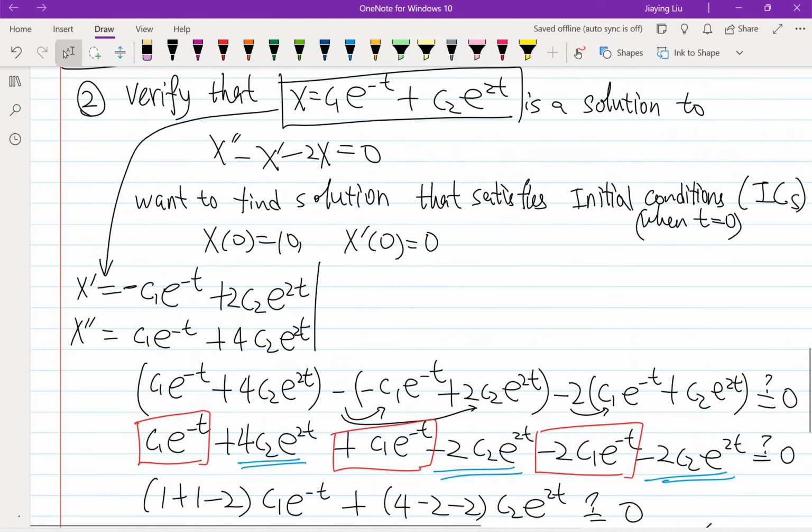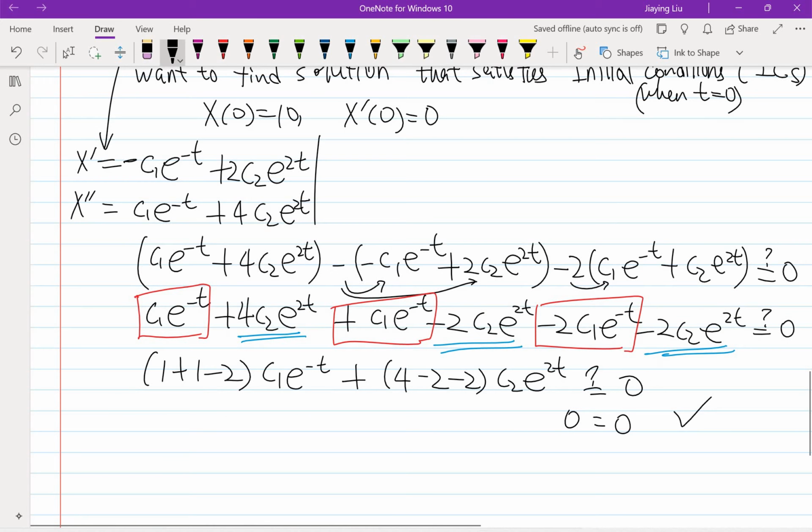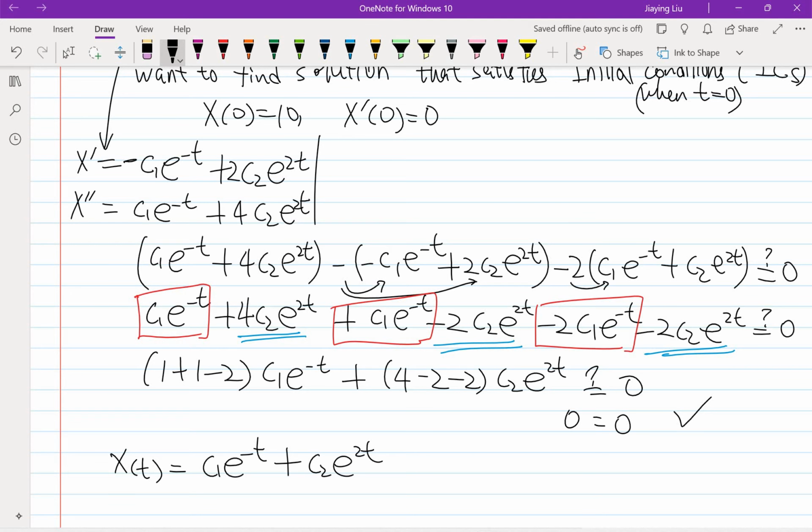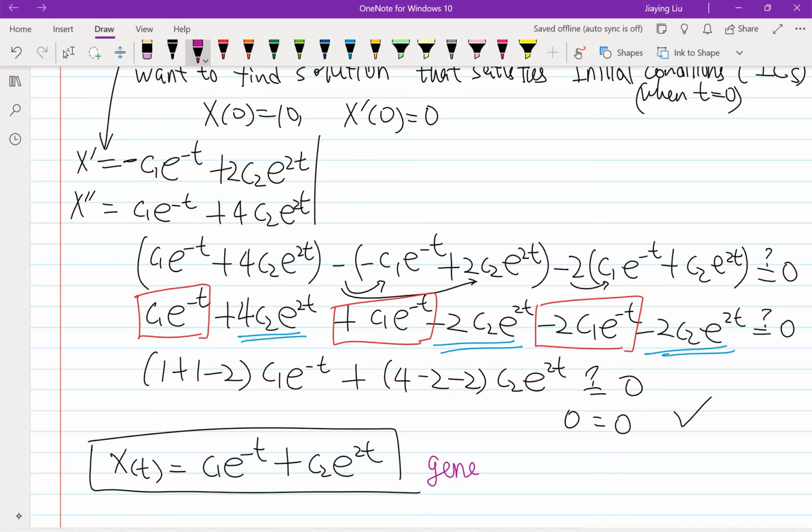So it is a solution. So we know what the solution is. Let me just copy it down. You don't have to write it down. Which is x of t equals c1 e to the negative t plus c2 e to the 2t. So that's given. But we want this solution, not just this solution. This is the general solution. Because there could be many different ways to write it, depending on c1 and c2.